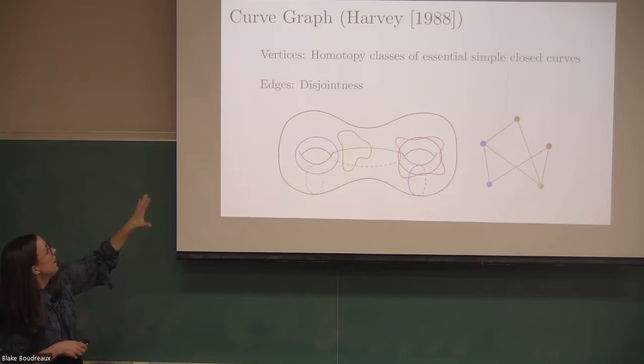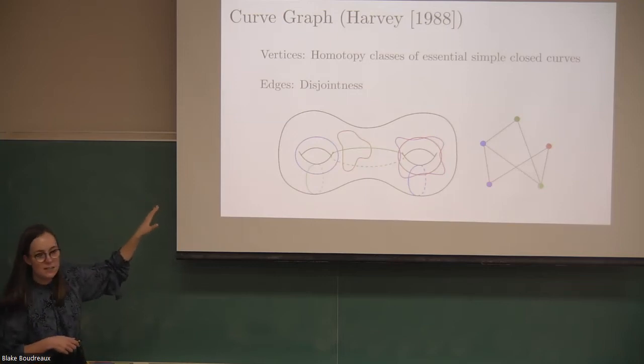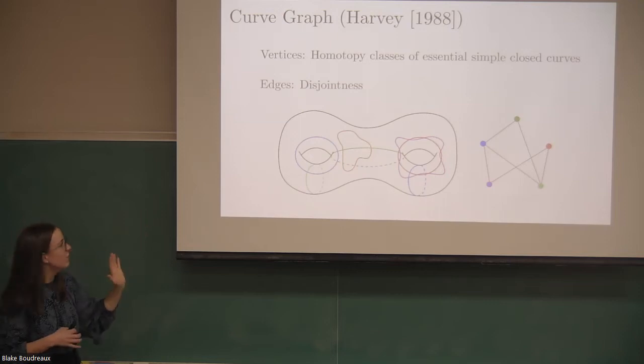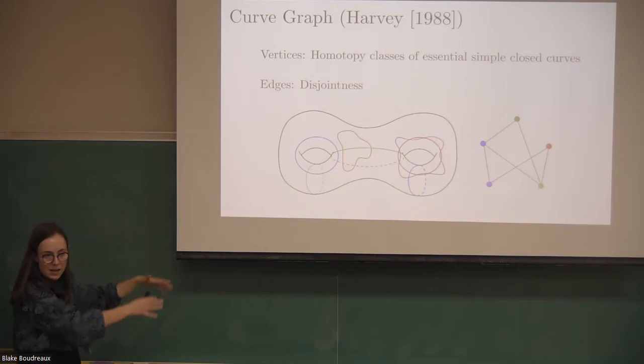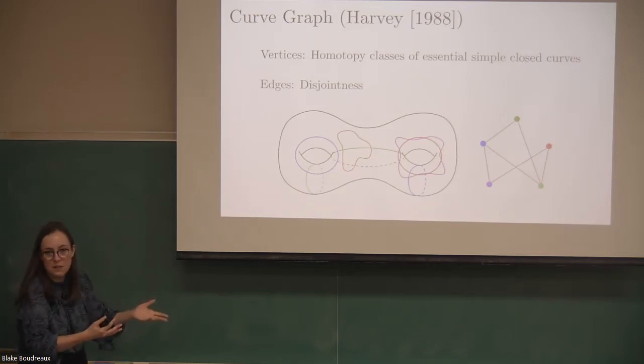But yeah, a cool fact about this curve graph is he actually defined it to give us a new proof of a representation of the mapping class group. So it's really neat that this is a purely combinatorial object, and you can actually end up proving very powerful results about the mapping class group using it.